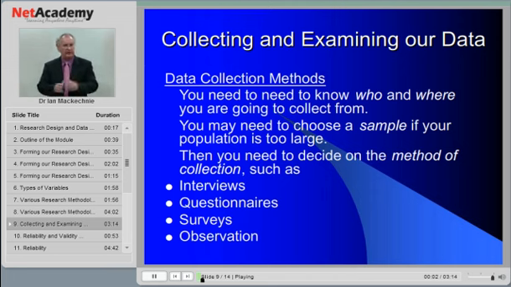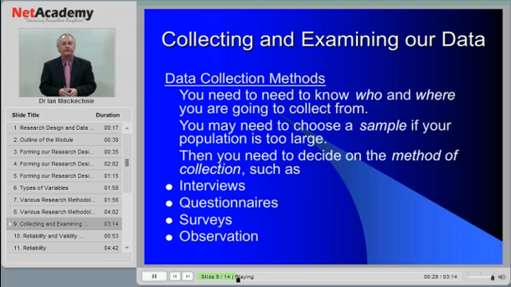Having operationalised our concepts, having defined what our variables mean, having decided what sort of information we need to gather, we then need to collect that information. So we need to know who we are going to collect the information from. Where are we going to collect the information from?